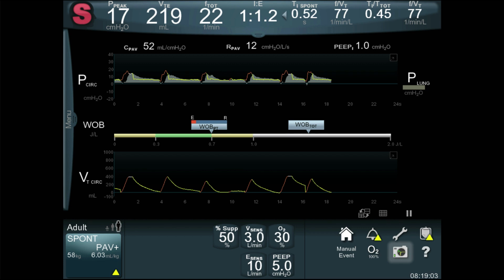Different patient here. Have a look at the screen. What do you think? The work of breathing is sitting on the border of the upper yellow zone, and the tidal volume is modest for a 58 kilogram patient. I would suggest that more support is needed and that we would go up to, for example, 55 or 60% and reassess.